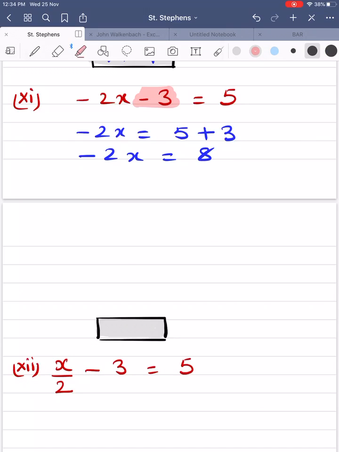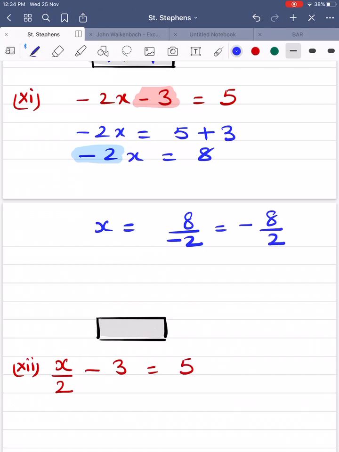Now we will transpose minus 2 to the other side to get the value of x. So we have x is equal to 8 upon minus 2. Now this can also be written as minus 8 upon 2. So children, on reducing, we get x is equal to minus 4. So x is equal to minus 4 is the solution of the equation.